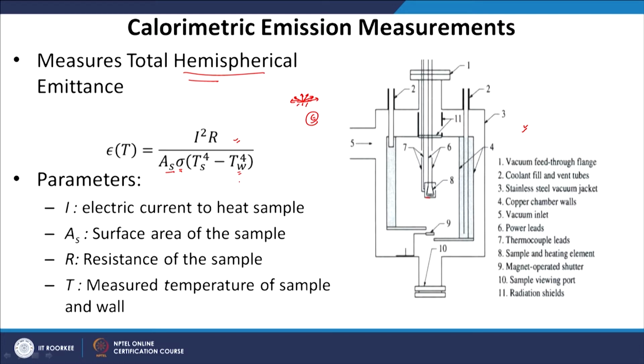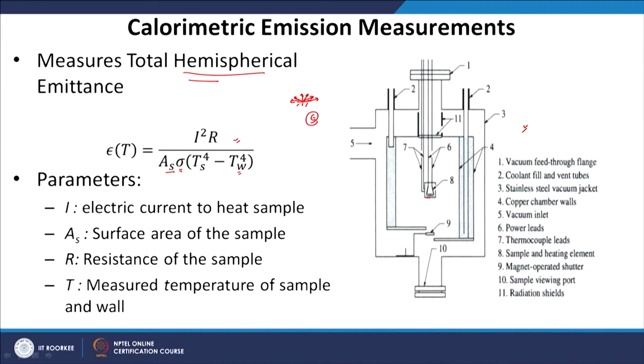So, 4 quantities are measured: temperature of the sample, temperature of the wall, current, and the resistance of the sample. So, once we do that, we can use this formula to calculate the hemispherical emittance of the sample. This type of measurement, where we use the energy balance, so energy given is equal to energy lost, is called calorimetry, and this experiment is basically a calorimetric emission measurement.